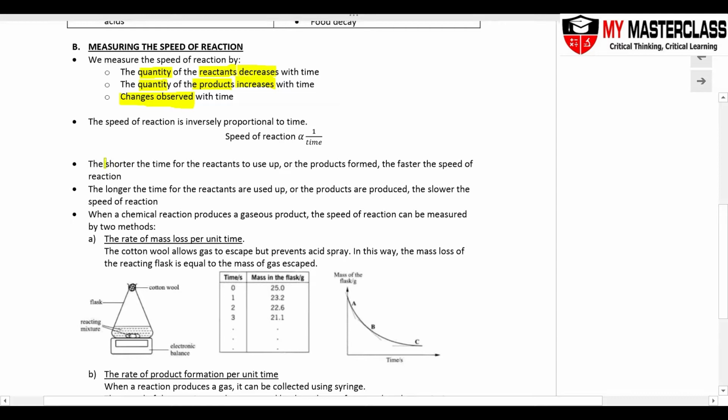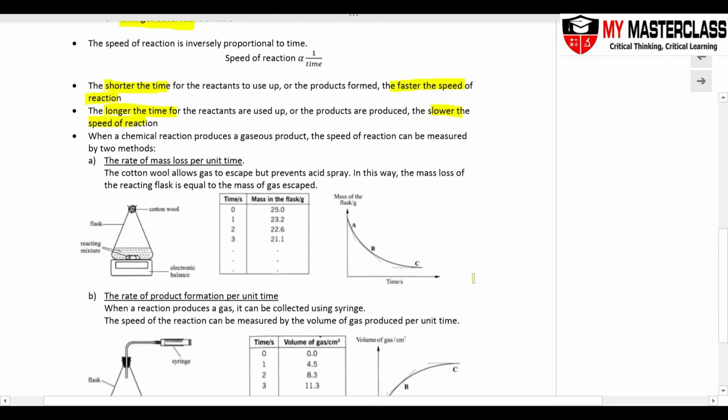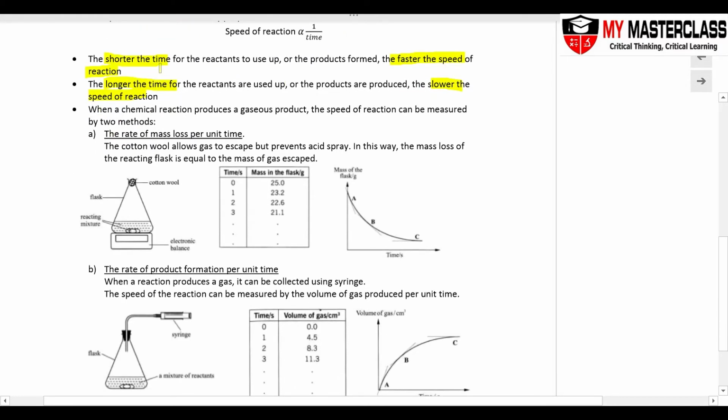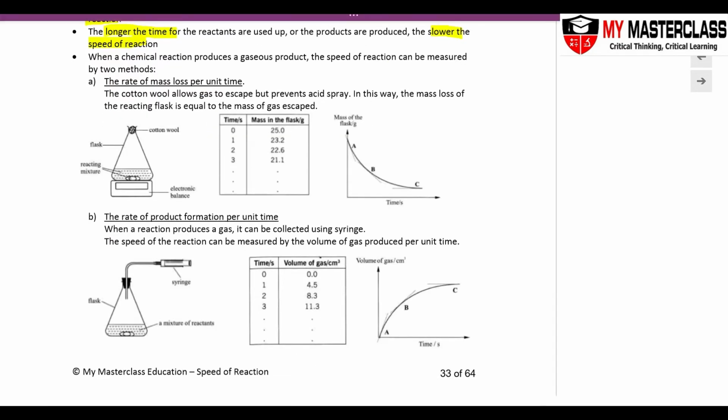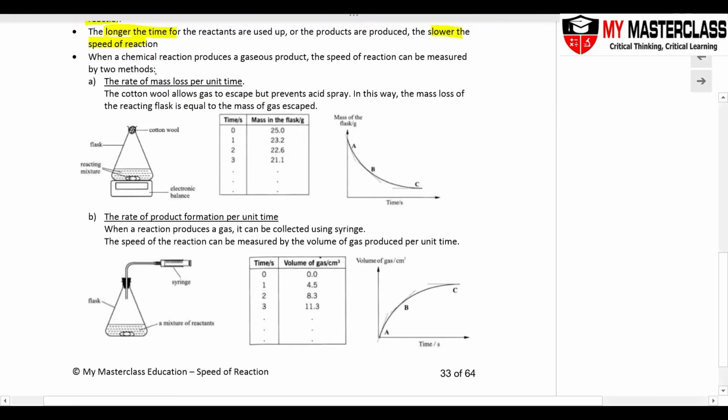So what does this mean? It means the shorter the time, the faster the speed of reaction. The longer the time taken, the slower the speed of reaction. To measure the speed of reaction, we usually use three methods, and these two methods are the most commonly used methods.